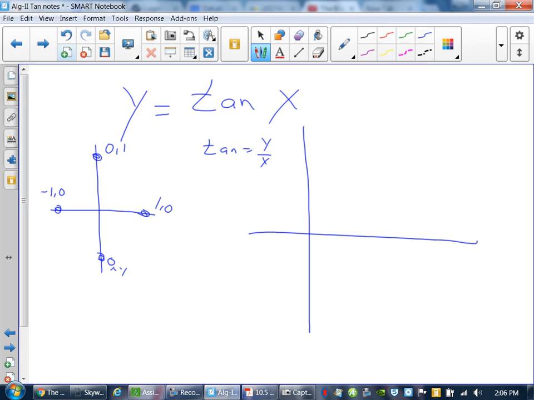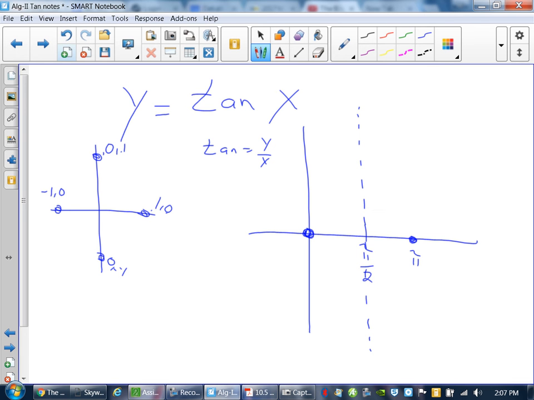Tangent at 0 is what? It's 0 because it is y over x, 0 over 1. Tangent at pi over 2 then is 1 divided by 0. What is 1 divided by 0? We say undefined. So therefore you get an asymptote. If I continue on and I go to tangent at pi, I get 0 again. You okay with that?